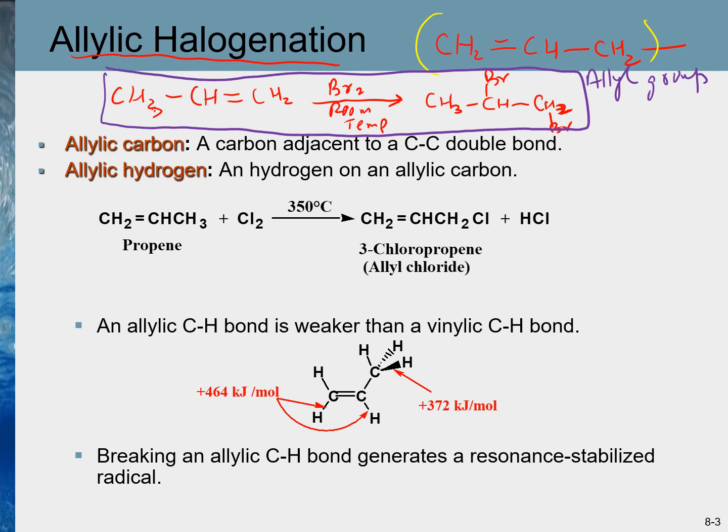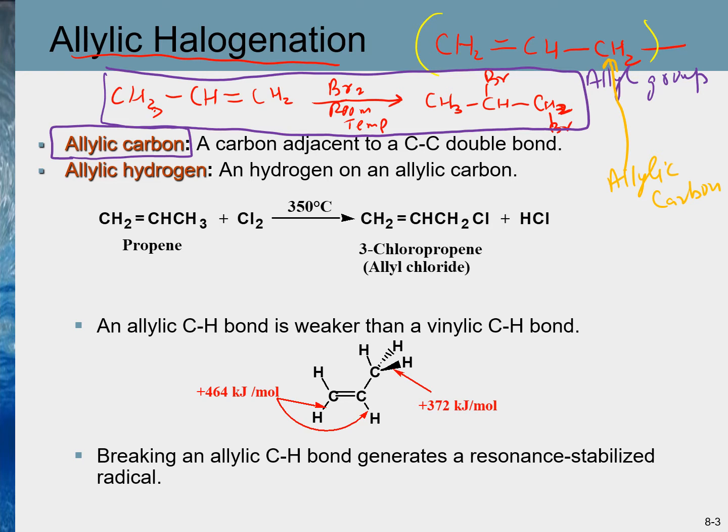However, if propene is allowed to react at elevated temperatures, such as 350 degrees Celsius, then instead of undergoing 1,2 addition, the reaction will take place at the allylic carbon. Now, what is the allylic carbon? The carbon atom which is adjacent to the carbon-carbon double bond is known as the allylic carbon. So in the allyl group shown here, the allylic carbon is this one, the carbon atom next to the carbon-carbon double bond.